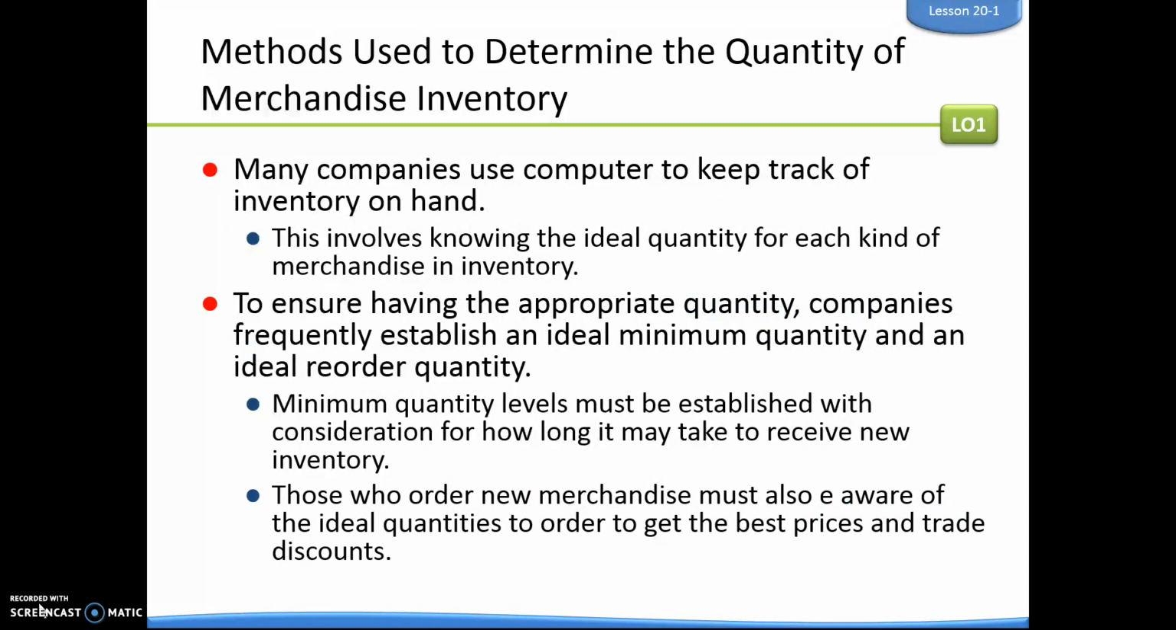Now, many companies use computers these days to keep track of their inventory on hand. Essentially, this allows the company to know the ideal quantity of each kind of merchandise on hand. And we do this because eventually, as people start to buy our inventory, we have to make sure that we establish an ideal minimum quantity and an ideal reorder quantity. All this is saying is that once we hit a minimum amount on that inventory, we need to obviously reorder. And then also, how much do we reorder? That is super important because we don't want our inventory to run too high or too low. And we also have to think about how long it takes for us to get that inventory in. So it's a very delicate balance.